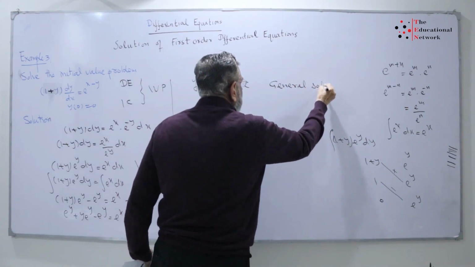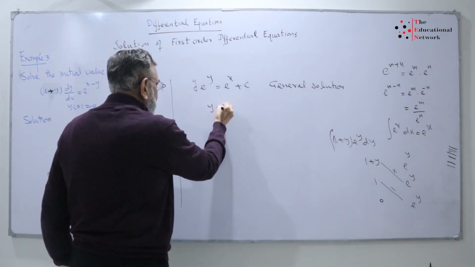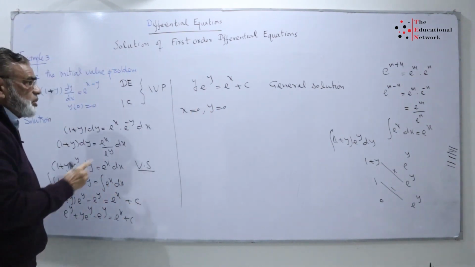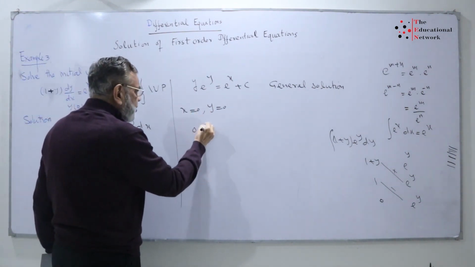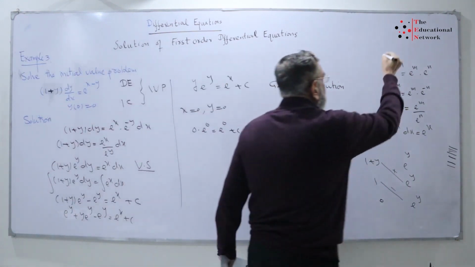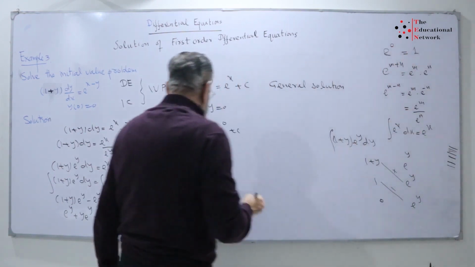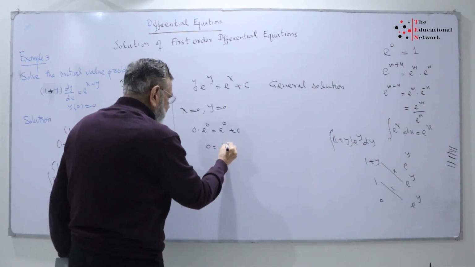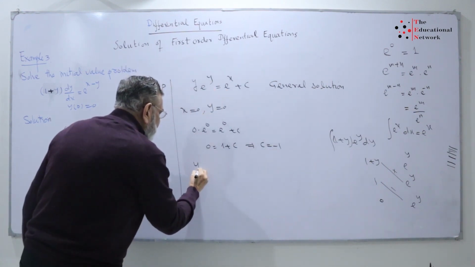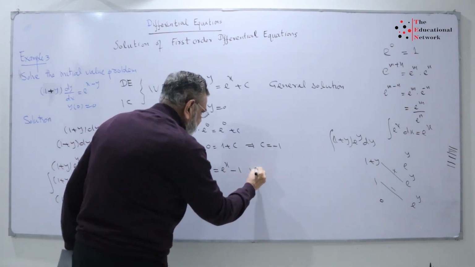We are given the initial condition that y is 0 when x is equal to 0. Using this initial condition, I substitute here. I get 0 into e to power 0 is e to power 0 plus c. The exponential of 0 is equal to 1. So I get 0 is equal to 1 plus c. This gives me c is equal to minus 1. Substituting here, I get y e to power y is equal to e to power x minus 1, which is my particular solution.